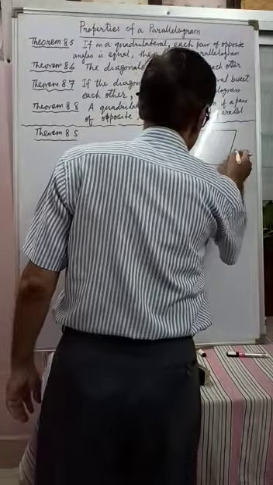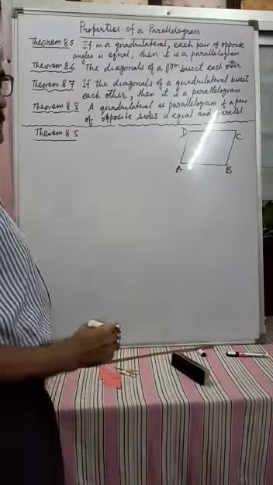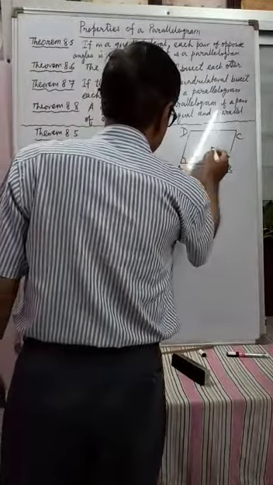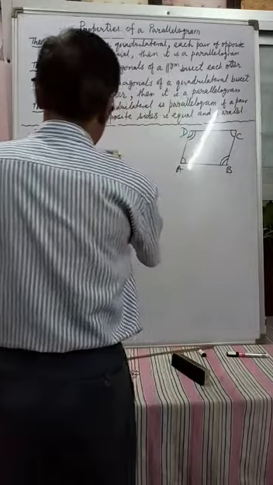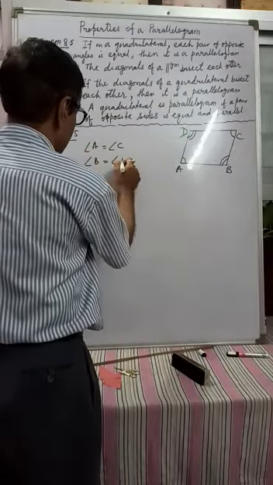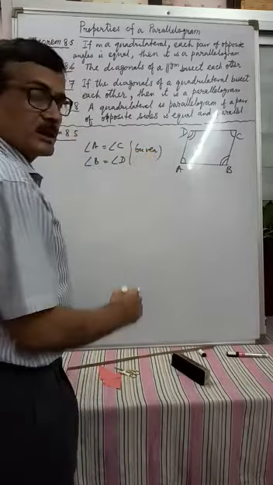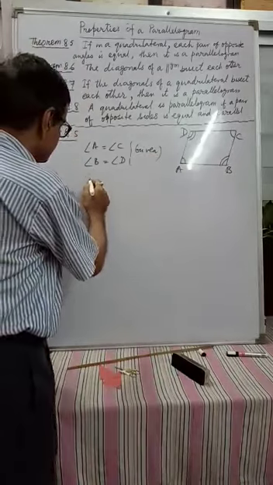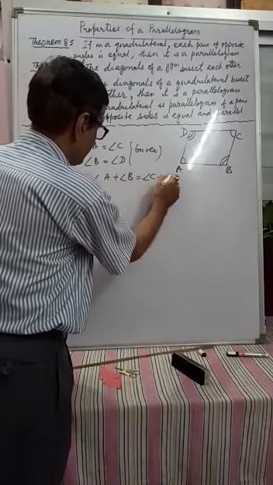Suppose this is the quadrilateral, and what is given? Each pair of opposite angles is equal. That means angle A is equal to angle C, and angle B is equal to angle D. Both are given. Now if you add these two equations, we will get angle A plus angle B is equal to angle C plus angle D.